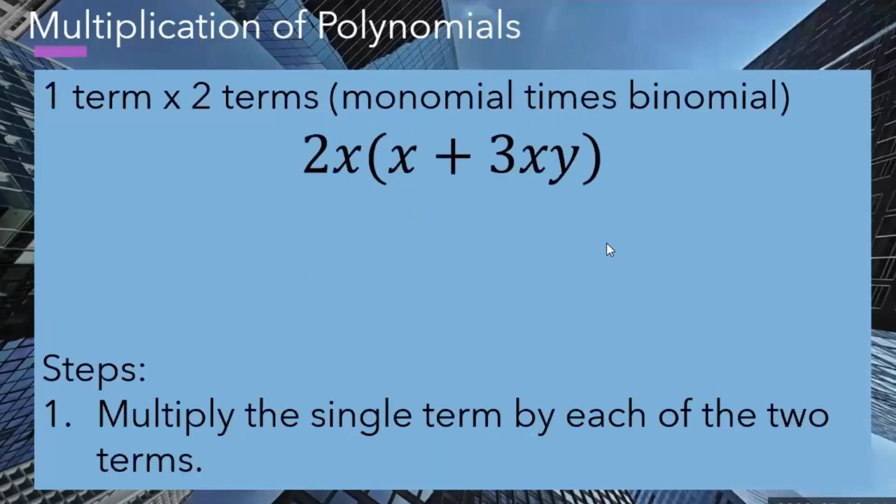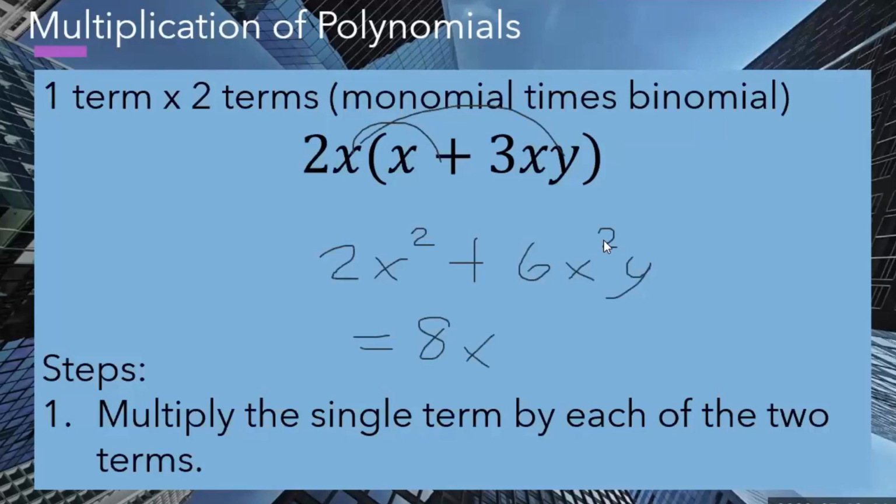How about if you have one term times a binomial? Okay, paano kung one term times a binomial? What are you going to do? You multiply the single term by each of the two terms. So ito, you need to use the distributive property of multiplication. So, okay, very good. So you answered 2x times x, that is 2x squared, plus 2 times 3, that is 6. And then x times x is x squared.